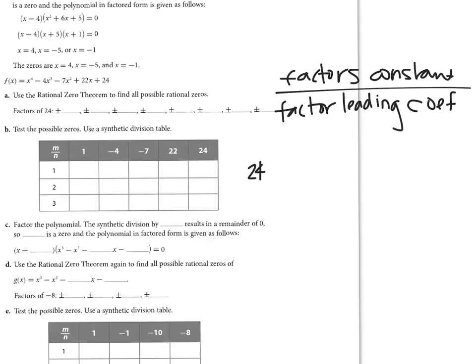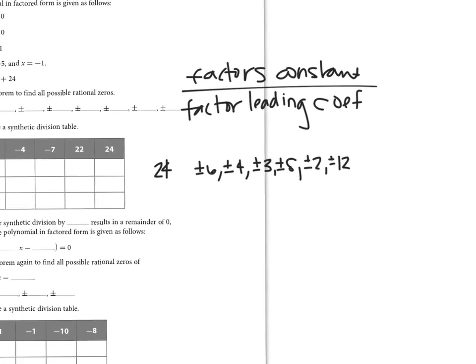6 and 4. Okay, I heard 6 and 4, so positive, negative 6, positive, negative 4, 8 and 3, 12 and 2, 24 and 1, and 1 and 24. Okay, so that's my constant term. Sorry, it's an 8. So my factors of my constant were all those numbers.